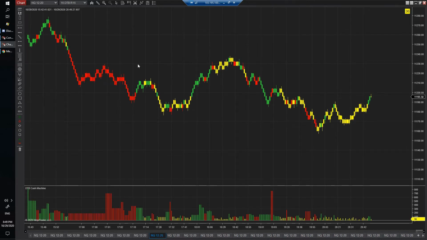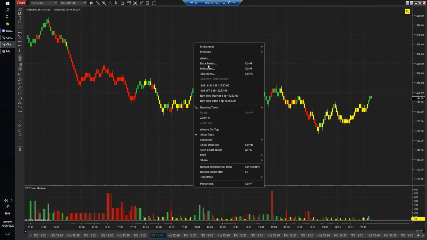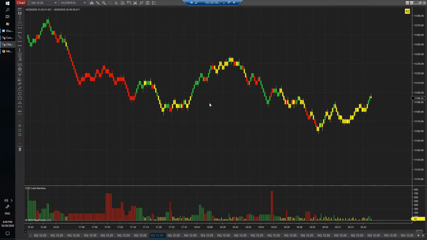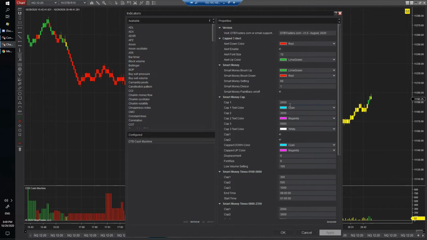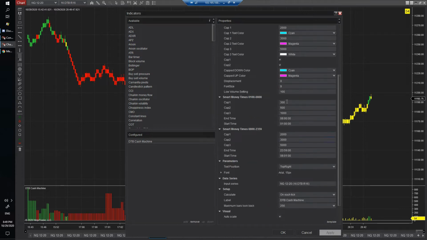Our next indicator we're going to cover is the cash machine. So this cash machine indicator again has quite a few customizable settings that can be set, and that will include different levels, different cap levels. It's going to include an option to paint the bars on and off. You're going to be able to set different values of what different volumes are going to be plotted on the chart.